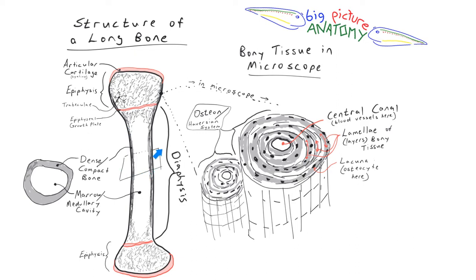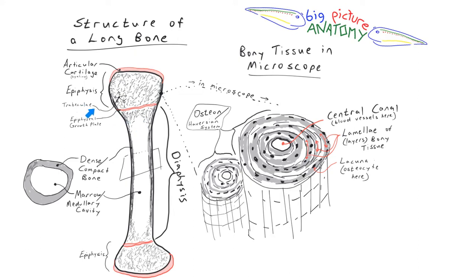If we take a cross section across the middle of the diaphysis, what we're going to see is this open marrow cavity in the middle and a tube of bone around the outside, just like this, formed out of dense or compact bone. In life, that marrow or medullary cavity in the middle would be filled with the rich blood-forming marrow tissue.